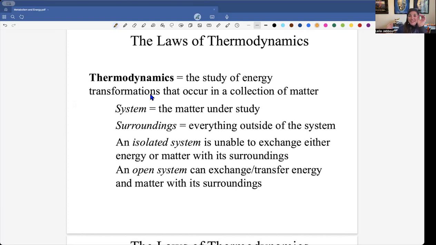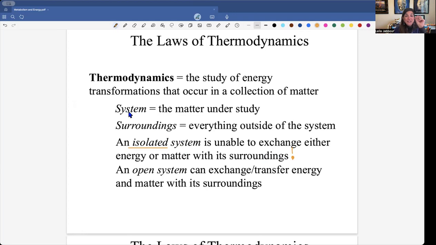The surroundings is everything outside of the system. So if that human being is on top of a diving board versus down in the water, right? Whatever is around that human being is its surroundings. So an isolated system is unable to exchange either energy or matter with its surroundings.